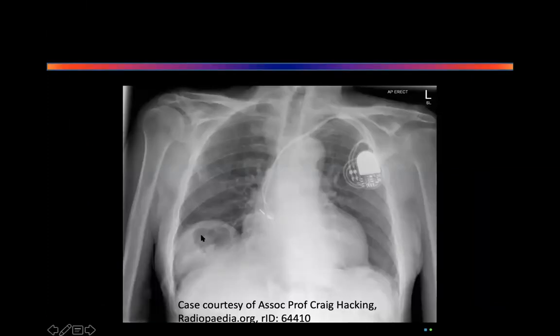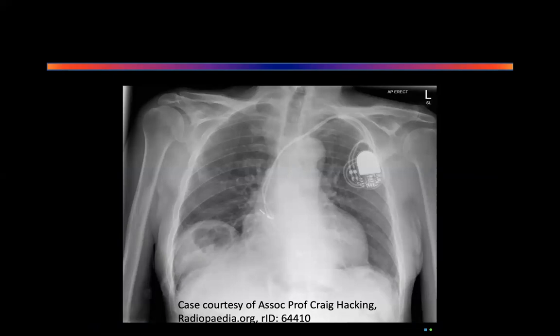Yes, sir. All right, quickly, what is this? Cardiac pacemaker. What is this? Elevated right diaphragm. Diaphragmatic pacing. Sir, it is a chest X-ray PA view. We are able to see a herniation. There is a diaphragmatic hernia, sir, on the right hemidiaphragm. Okay.